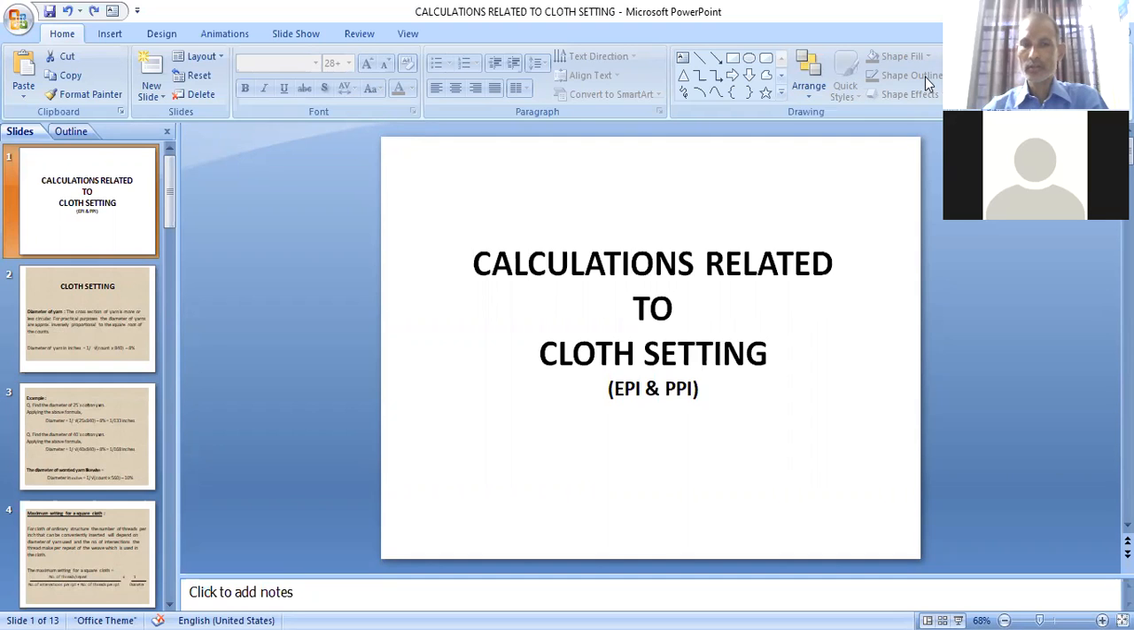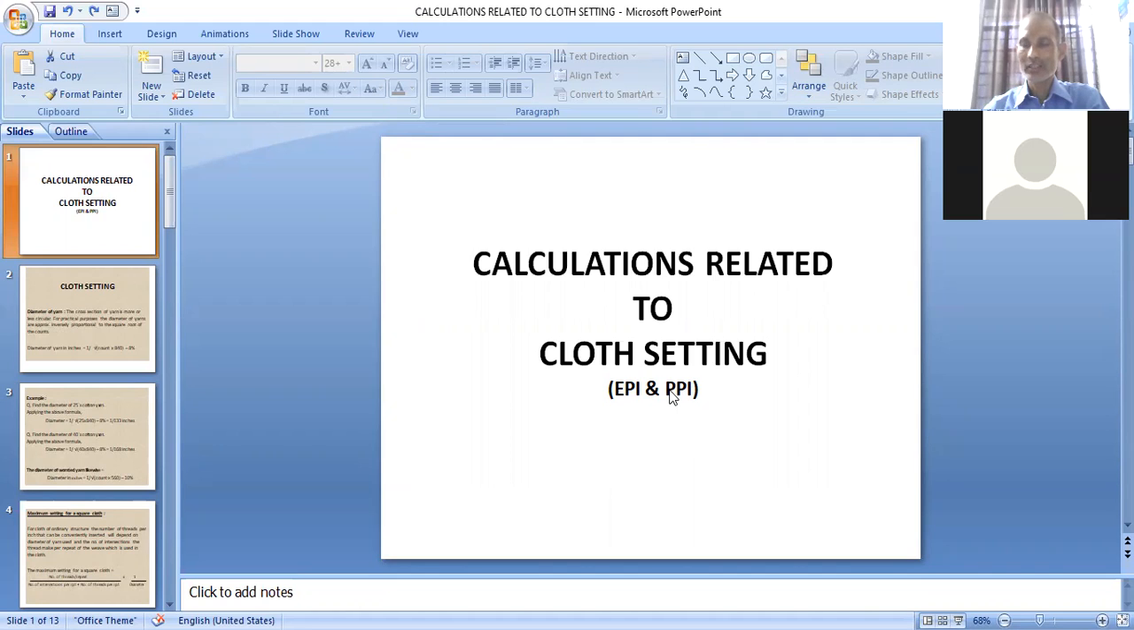So today's topic is calculations related to cloth setting. Cloth setting can be understood in a simple manner: it is a combined term used for ends per inch and picks per inch. Ends per inch and picks per inch are very, very important parameters of fabric, which are going to influence most of the properties of fabrics. So determination of ends per inch and picks per inch, that means cloth set, is a very important phenomenon.